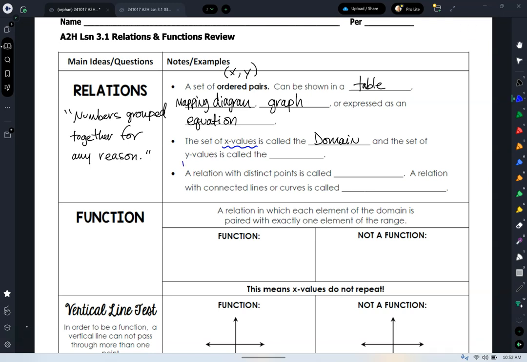And the set of Y values is called the range of the function. We're going to talk a lot about domain and range. When we have a relationship that has distinct points, this point in space and that point in space and only those points in space, we call that a discrete function or a discrete relation. And when we have connected lines that flow all the way through, then we call that a continuous relationship.